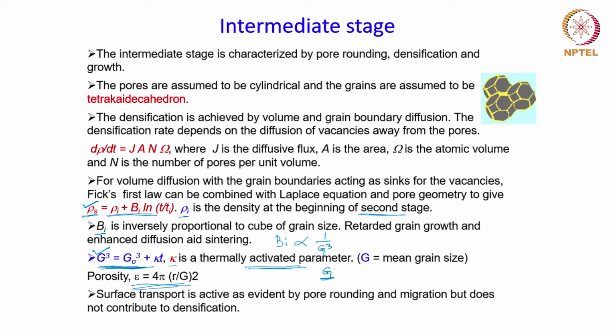Now the cylindrical pores that you have in the intermediate stage lie at the grain edges, as you could see from this image over here. So this kind of cylindrical pores are mainly confined along the edges of the grains, and for that geometry the pore radius r, the grain size and the porosity epsilon are related by an equation like this.